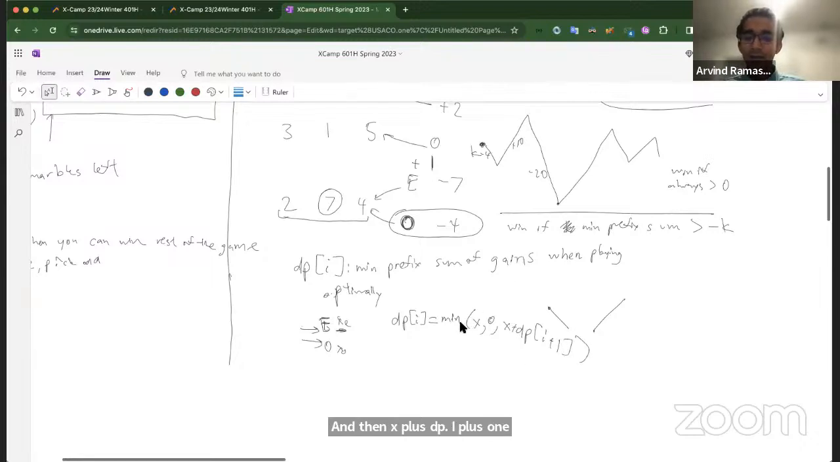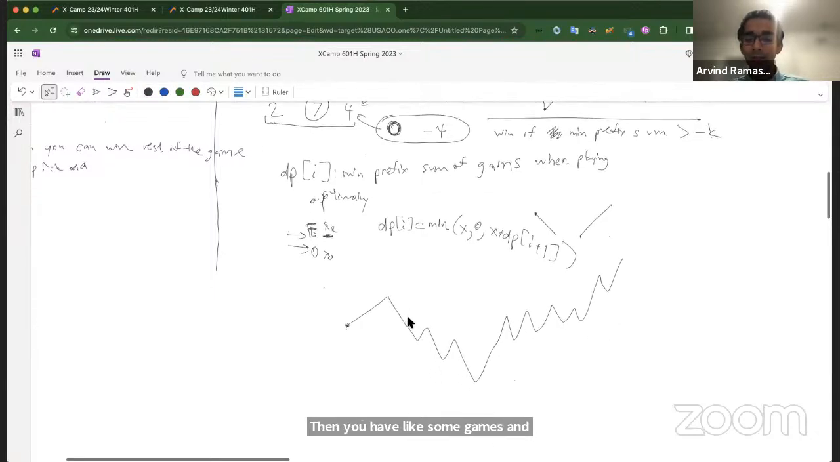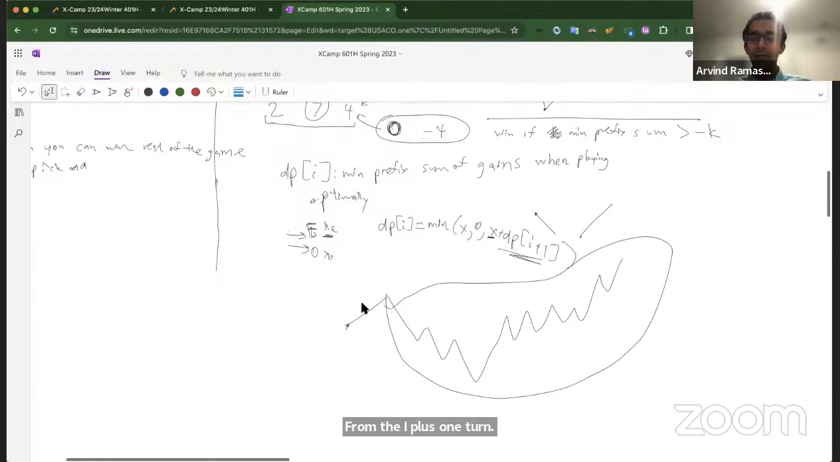Yeah, that's how you compute the minimum prefix sum. When you're making your ith turn, you have some gains and losses from the i+1 turn, and the minimum prefix sum from the i+1 turn translates to x plus the minimum prefix sum, because of this x here. And there's a possibility that the minimum prefix sum is attained in the very beginning, or after you make the first move. So you'll have this transition: dp[i] is min of 0 and x plus dp[i+1].